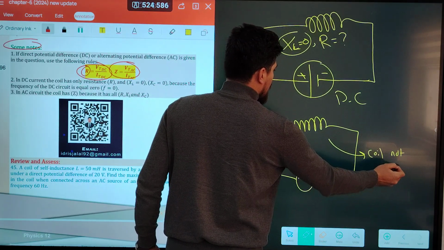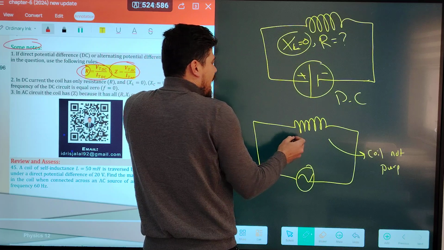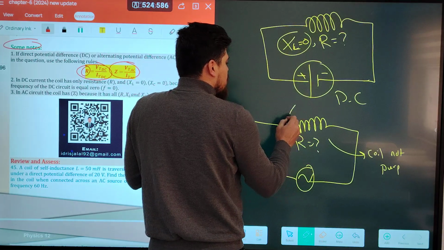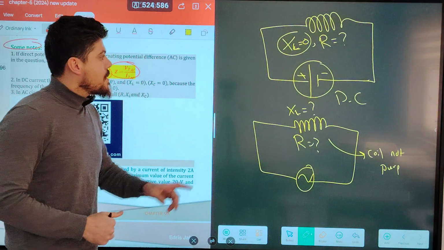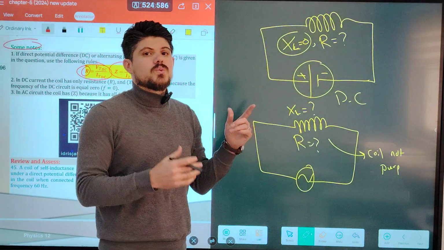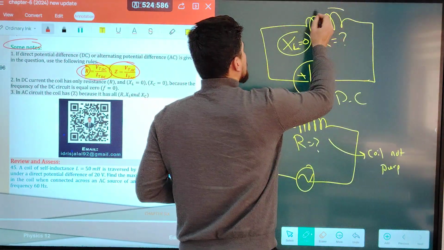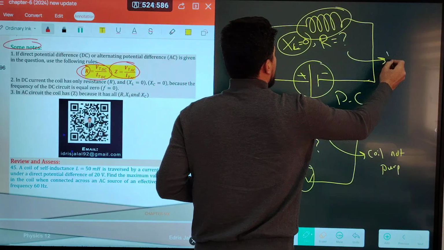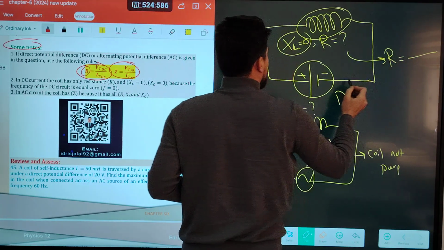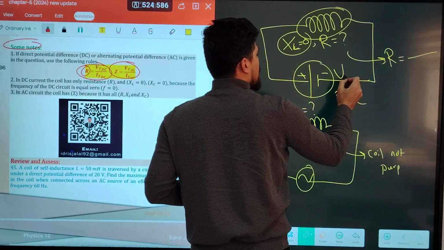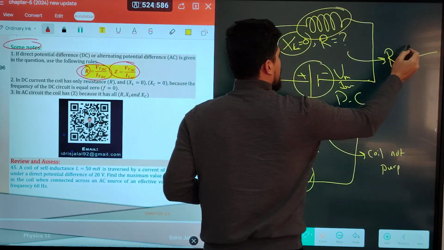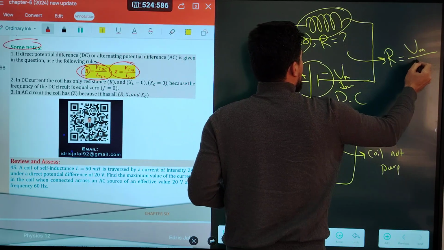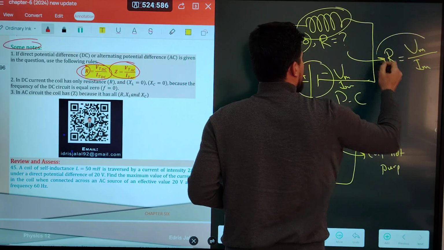The coil is not pure. It means that we have resistance and we have inductive impedance. We have both. But with DC, what do we have? We have only resistance. How can you determine the resistance of this coil? Resistance is equal to the maximum potential difference over the maximum current, which is VM over IM.